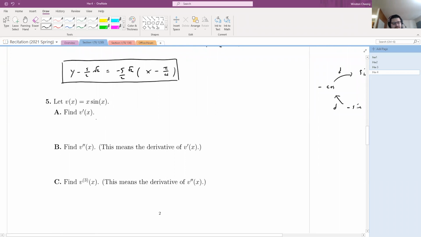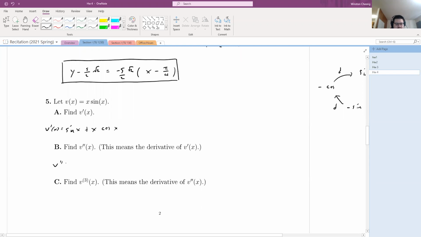So we're just going to keep taking derivatives. Hopefully the first thing that you notice about this is that you have to use product rule, right? This is a product of two functions, the x and the sine. So taking the first derivative, we're going to get sine x plus x cosine x. Right. That was just application of the product rule. Maybe I'll say v prime of x just there.